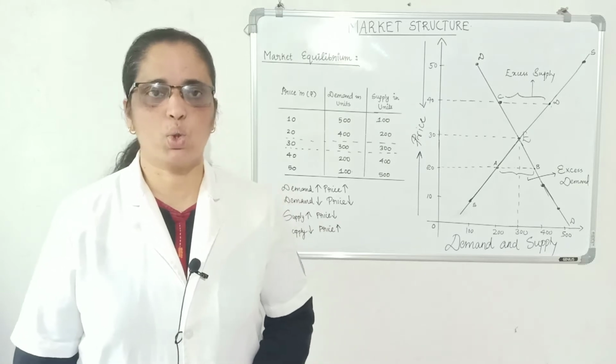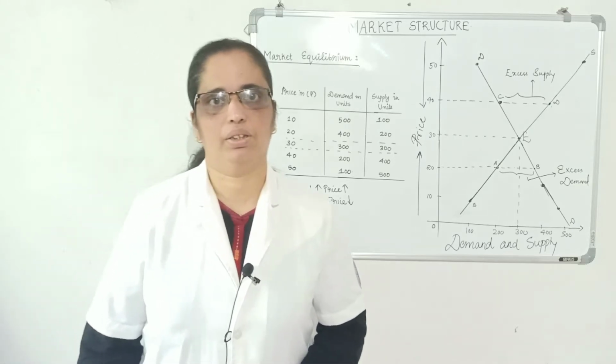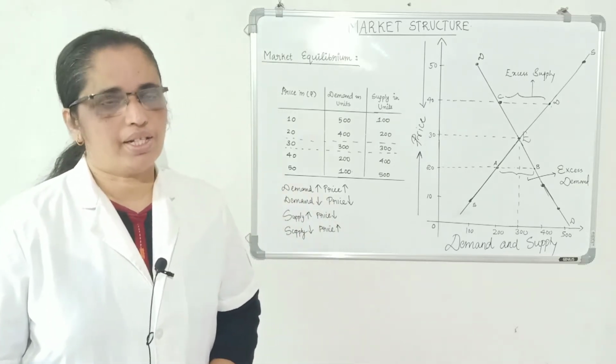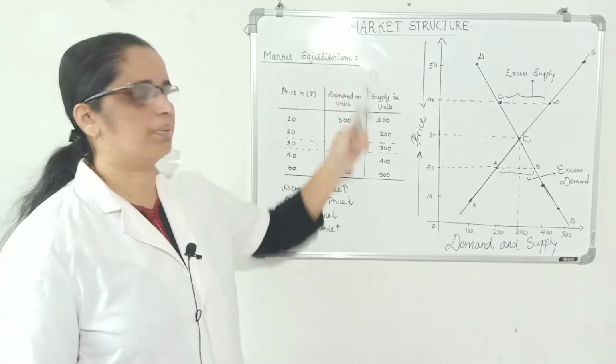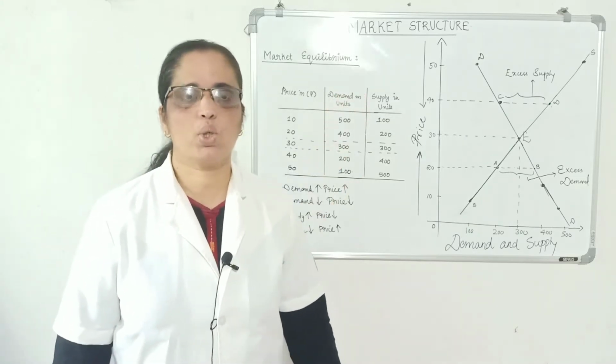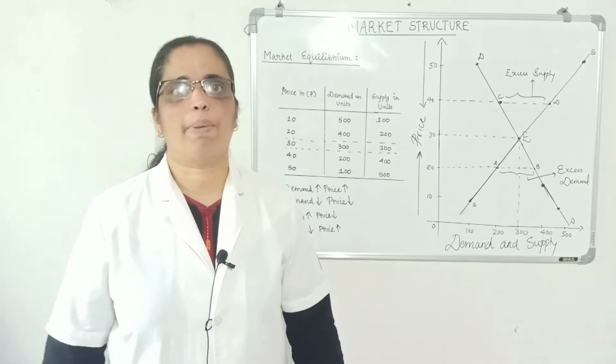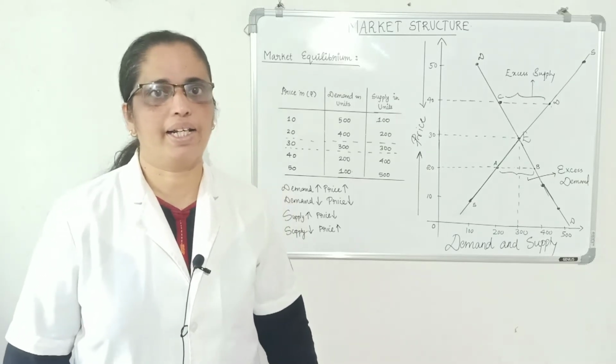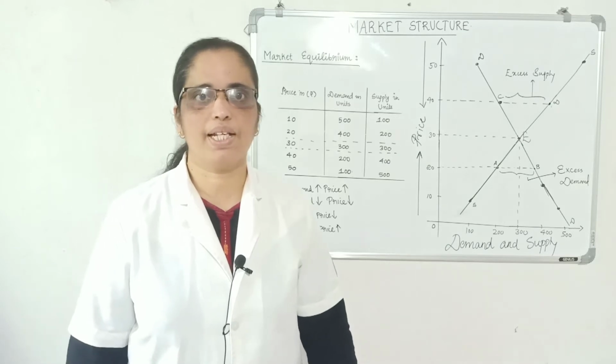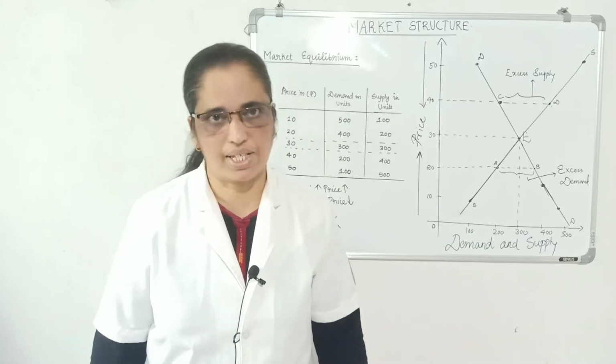Today we can pass on to the next chapter, that is market structure. As you know, market is a place where buyers and sellers interact with each other to purchase and sell goods and services.